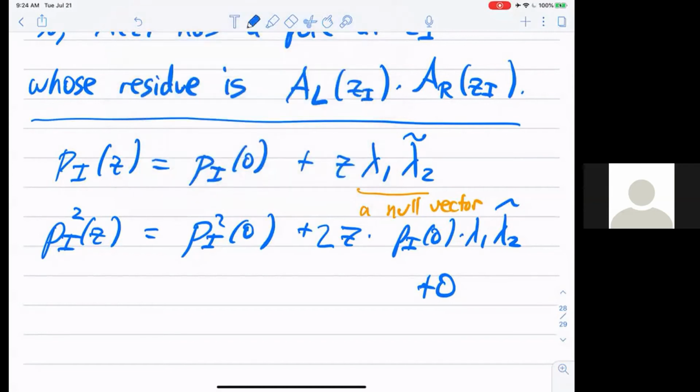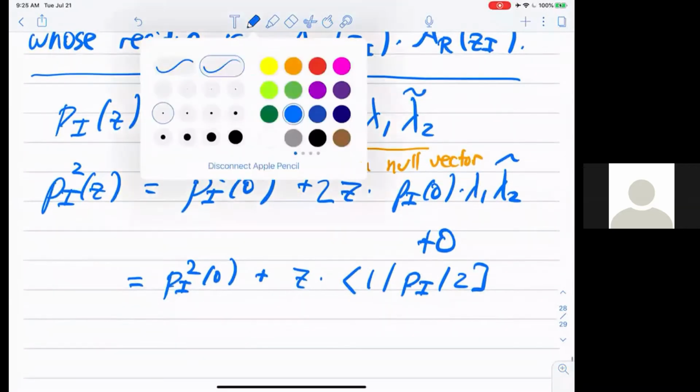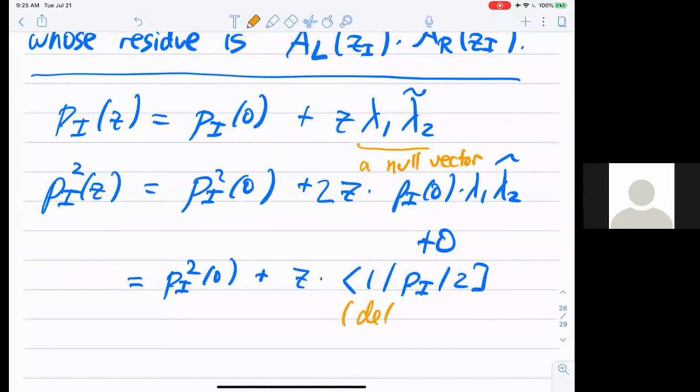Then there's a nice notation. Remember a moment ago I was discussing these fancy bracket products. This thing is z times the bracket 1 P_I 2. I use this equation to define this notation. You think of P_I as a 2x2 matrix, you use the epsilon tensor to contract the dotted index of that 2x2 matrix with lambda_2 tilde, and you use the epsilon tensor to contract the undotted index with lambda_1.